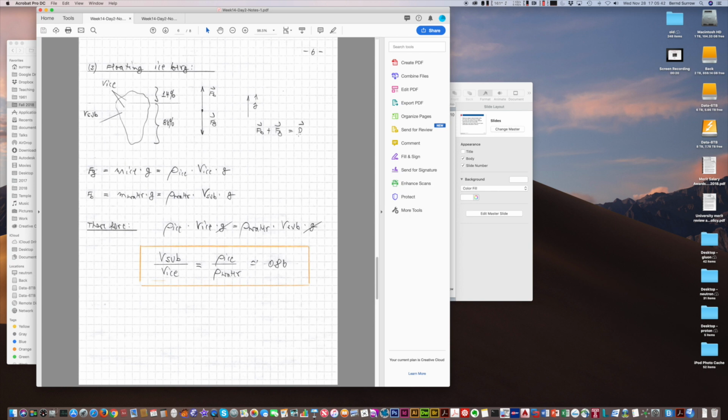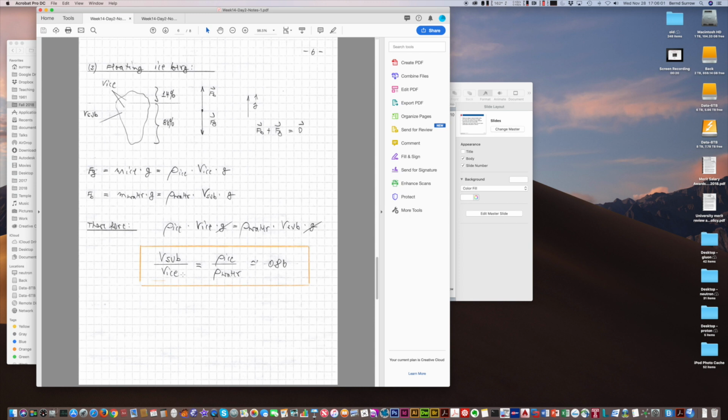So rho of ice times the volume of the ice times g has to equal rho of water times the volume of the submerged part times g. So if you now take the volume of the submerged part divided by the volume of the ice, that equals the density of ice divided by the density of water.